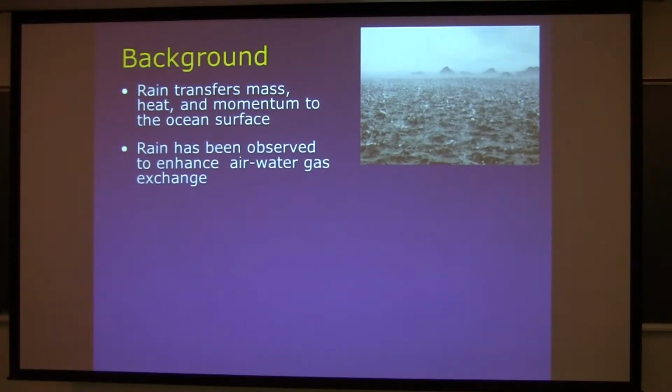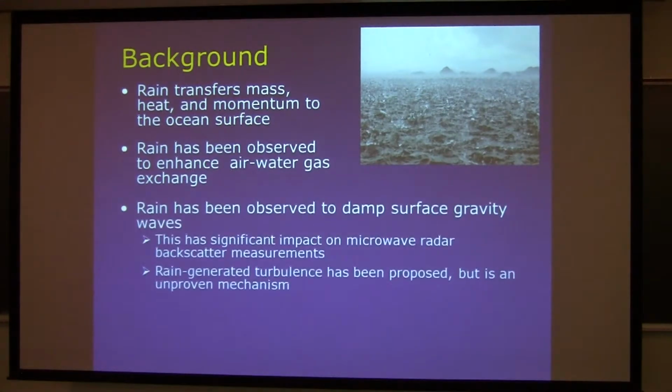The global gas exchange parameterizations all assume wind speed is the controlling parameter. But what happens at low wind speeds? You have really low gas exchange rates. If rain is enhancing gas exchange rates, what is the comparison? So, is rain important there?